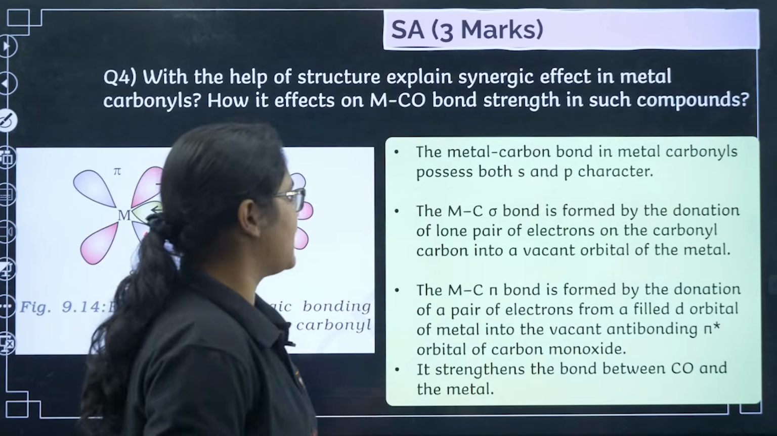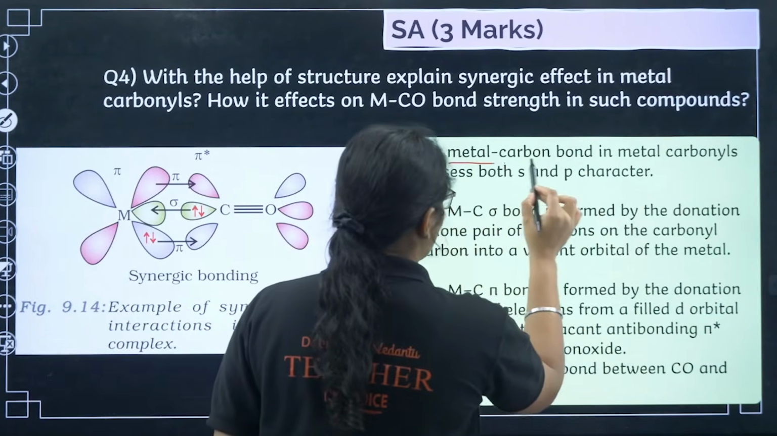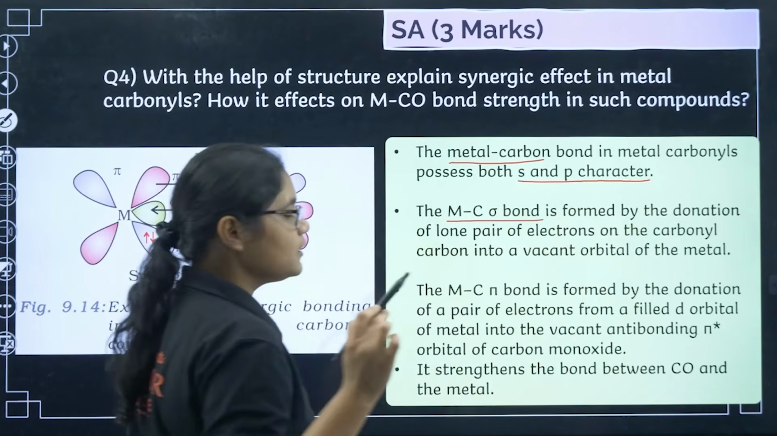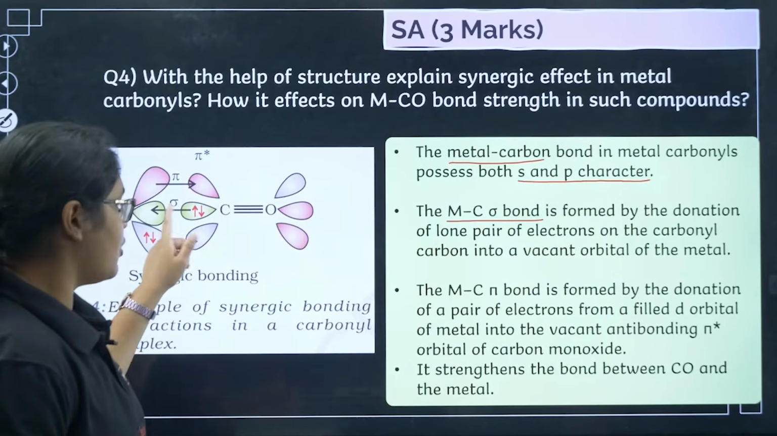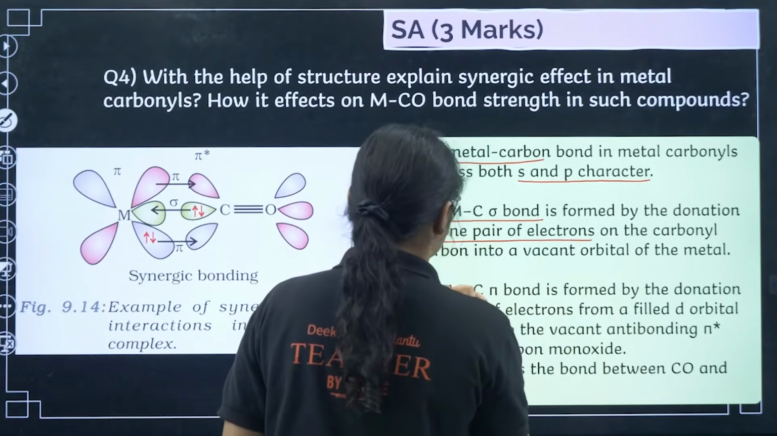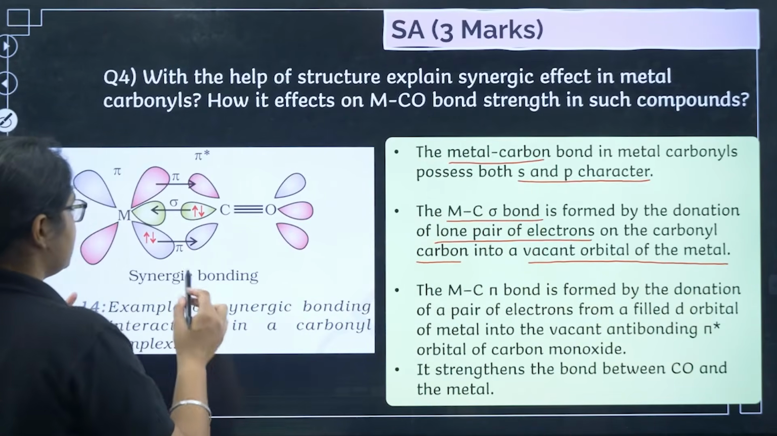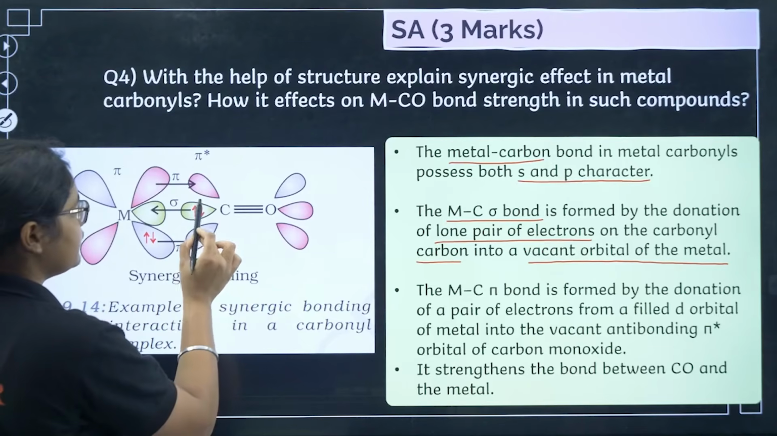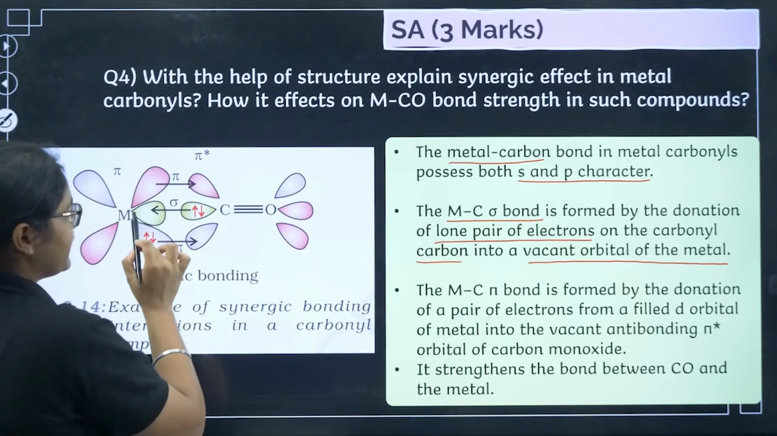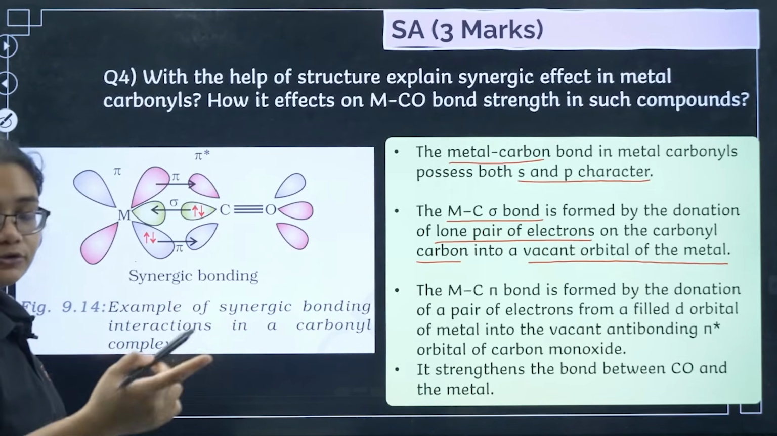So in the sigma bond, what happens? First of all, the metal-carbon bond has both s and p character. The M-C sigma bond is formed by the donation of a lone pair of electrons on the carbonyl carbon into the vacant orbital of the metal. So you can see here, for the sigma bond, the electrons present in the carbonyl are donated into the vacant orbital of the metal. Now the metal will also form a bond, the metal will also donate electrons.